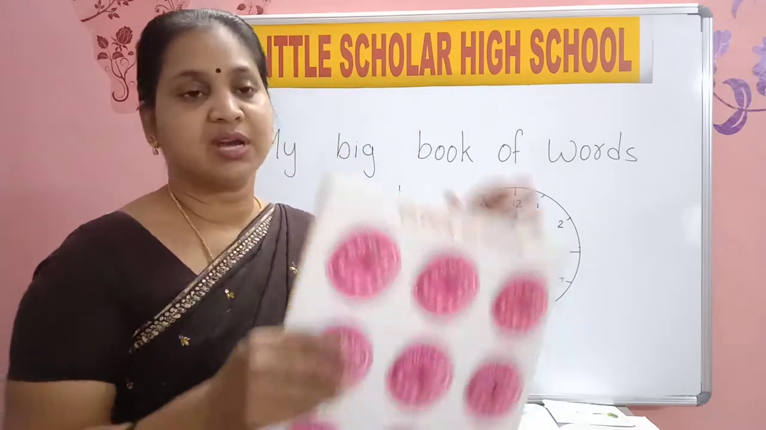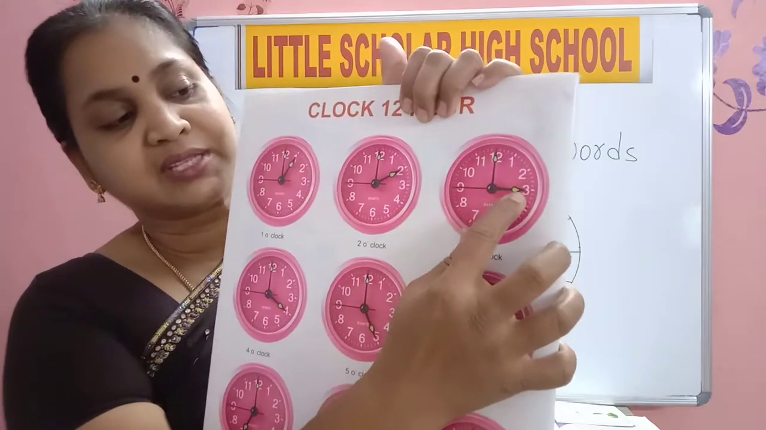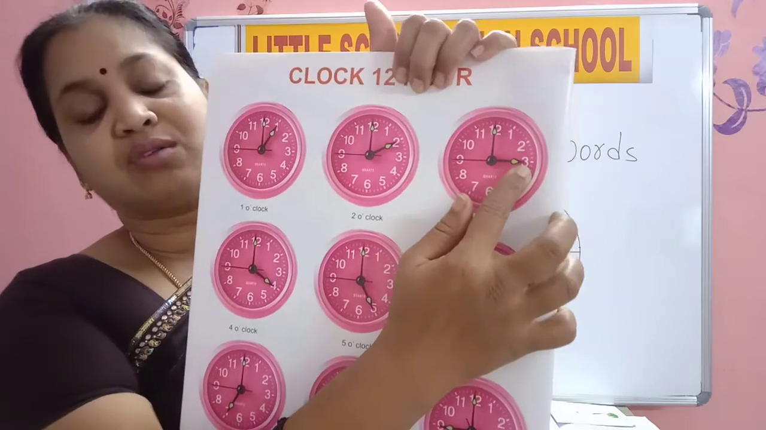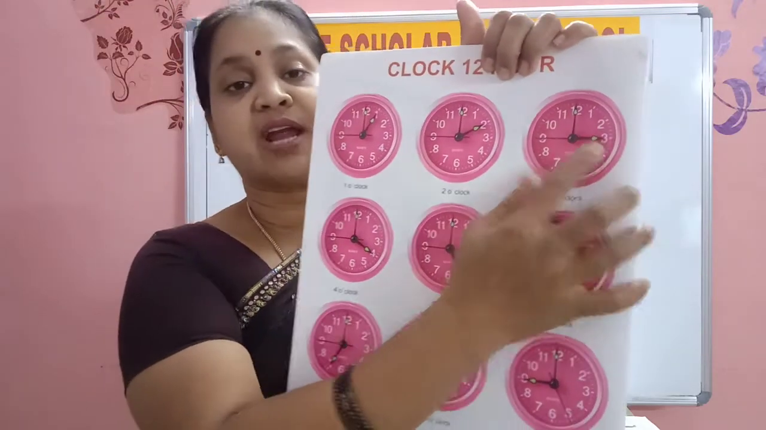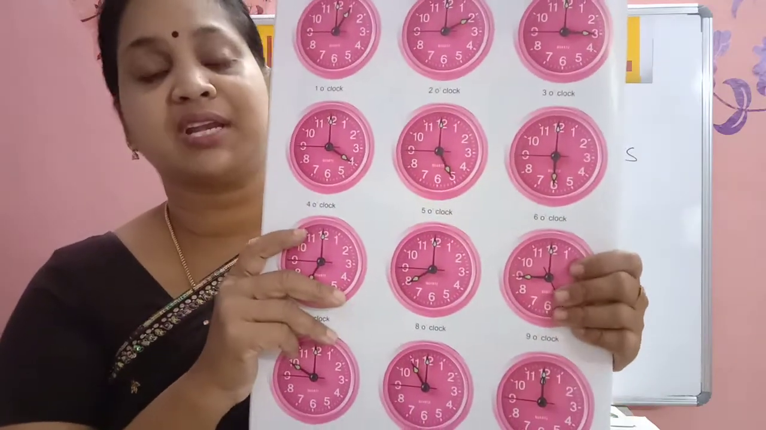3 o'clock. Now here also, where is the short hand in this clock? On number 3. So what is the time? 3 o'clock. Yes, you should see the short hand. In all these clocks, you should see the short hand and read the time.